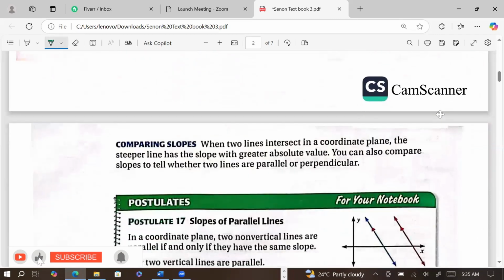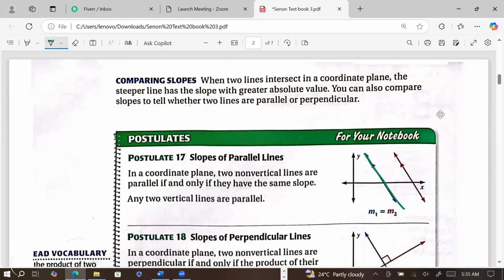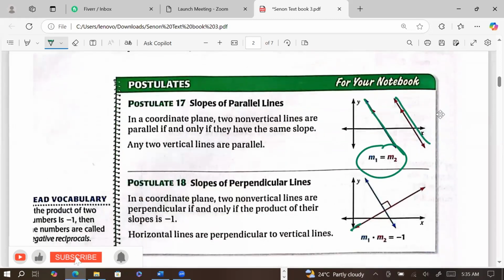Compare slopes. When two lines intersect in a coordinate plane, the steeper line has the slope with greater absolute value. You can also compare slopes to tell whether two lines are parallel or perpendicular. If the two lines are parallel, slopes are equal. If they are perpendicular to each other, the product of the two slopes is equal to minus 1. You have to remember that.